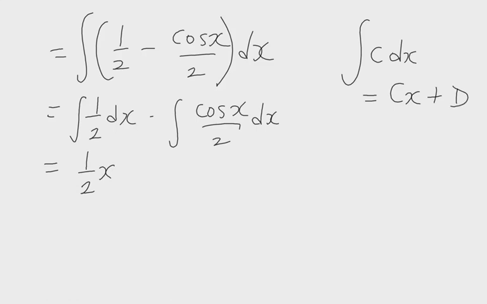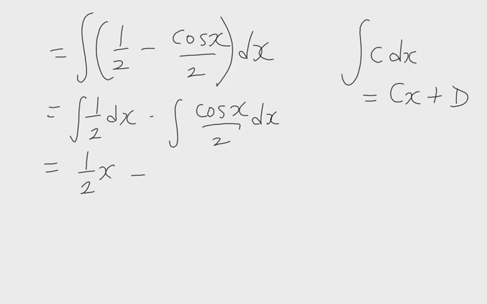Unlike differentiation, where if you differentiate a constant you get 0, in integration, if you integrate a constant, you put times x, if you are integrating with respect to x. Then you add another constant. So in this case, half is a constant, so I'll put x.